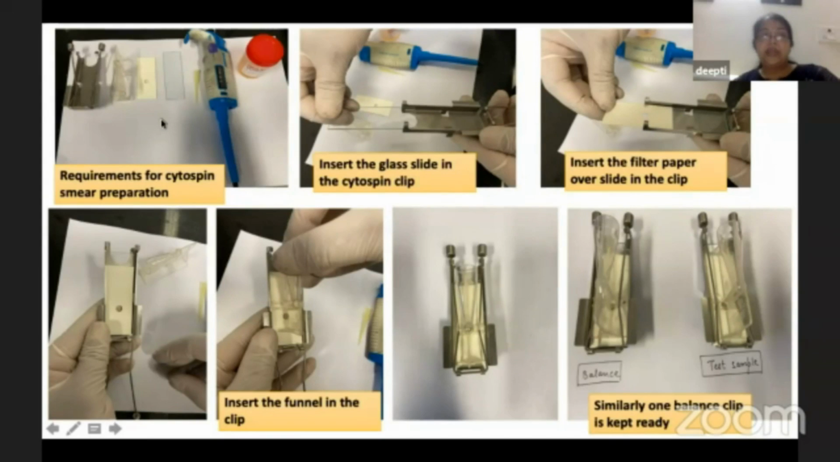I had shown you that there's a filter paper that comes with a hole. The objective of that hole was that all the cells must come into this small area. You insert the glass slide in the cytospin clip, then you insert the filter paper.